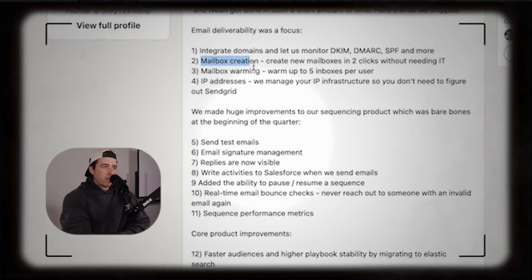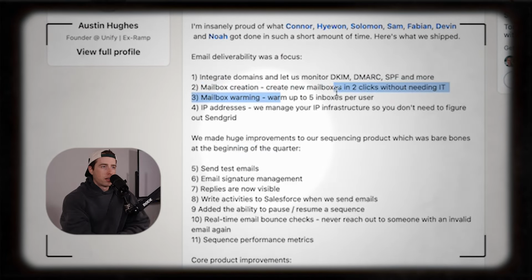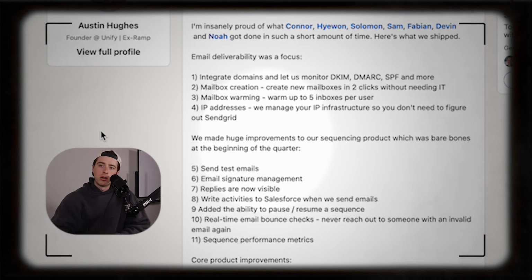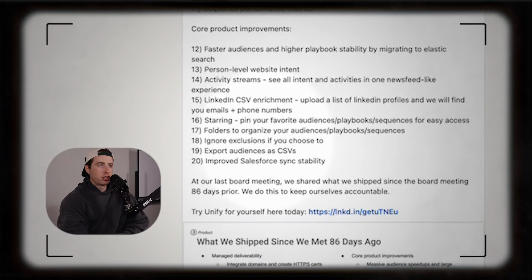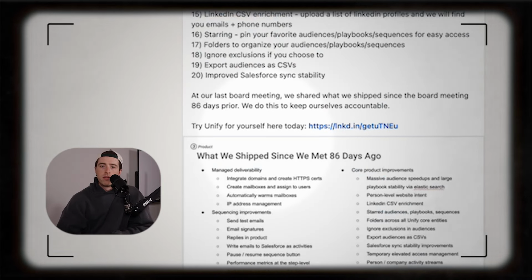So an example of that is mailbox creation: create new mailboxes in 2 clicks without needing IT. So name of the feature, quick one-liner, you're good. List them all out in a numbered format, and that's how you do the feature list. Now, as far as the call to action, this is definitely more of a bottom of funnel post type.